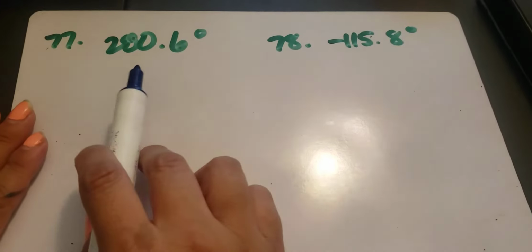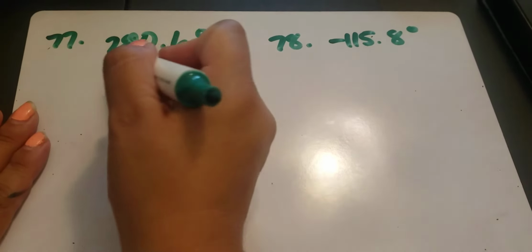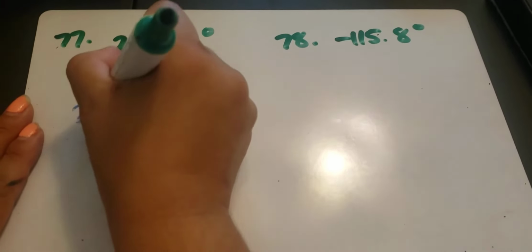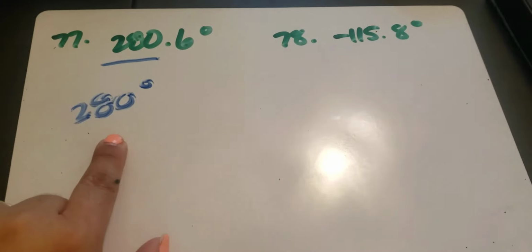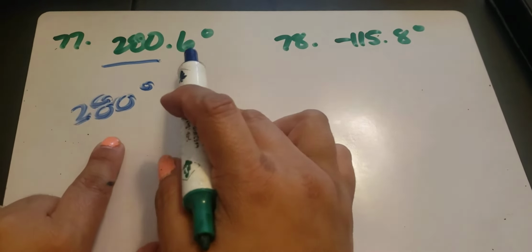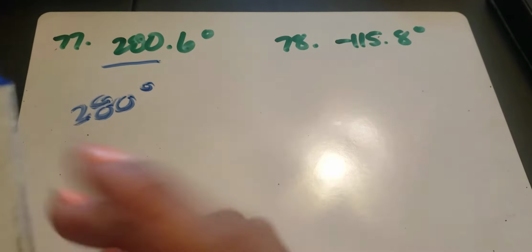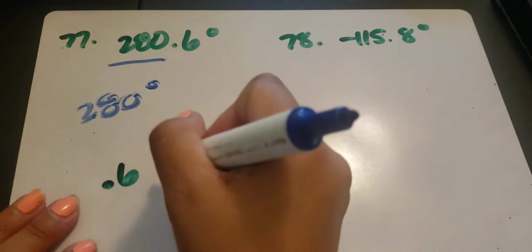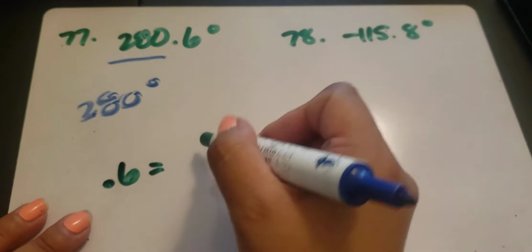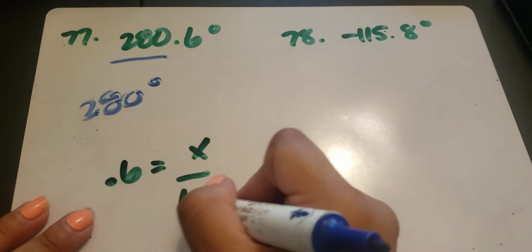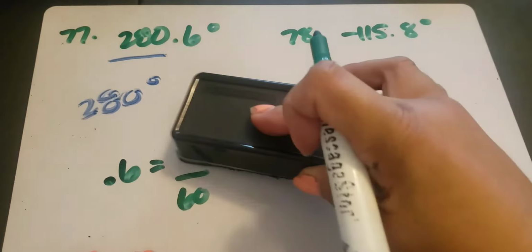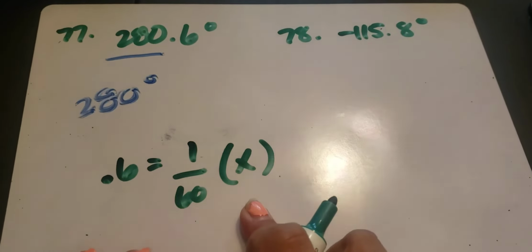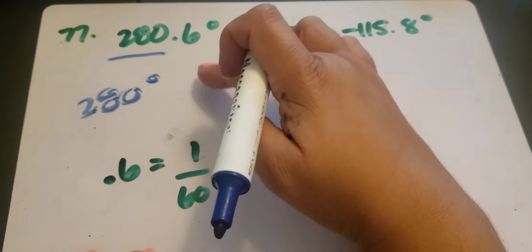Okay, so here we have 280.6. Remember, this part is your degree, so that will stay the same. So I can just automatically write that down. 0.6, that's my fraction part. So what I'm going to do is, we know that 0.6 has to be the same as something over 60, or if you don't like that, it could be 1/60th of something. Okay, and that something is going to be our minute.